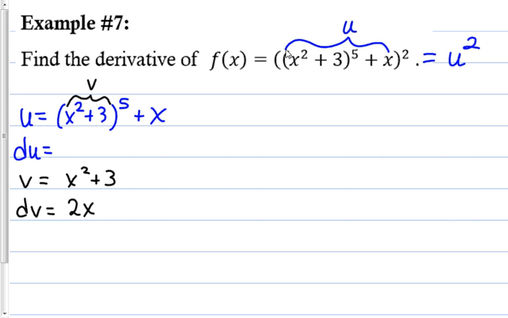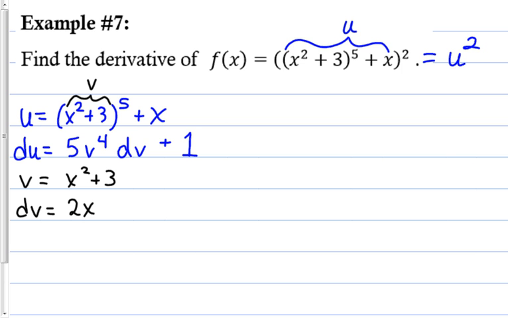All right, so back to du. I need to derive u. So u is v to the 5th, right? So that's 5v to the 4th. And then the plus x, when I derive just a lonely x, I get 1. Oh, but wait. When I did the whole 5v to the 4th, this is the chain rule, so I got to multiply by dv. Now I can do my plus 1. Okay, so that's the derivative of the outside times the derivative of the inside. And then when I derive the x, that's just a 1.